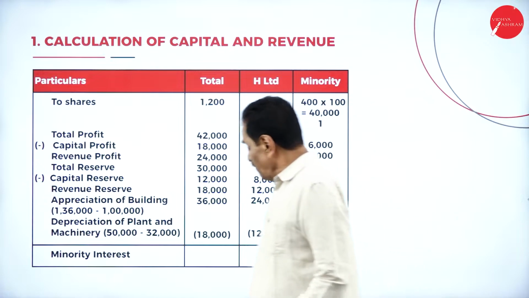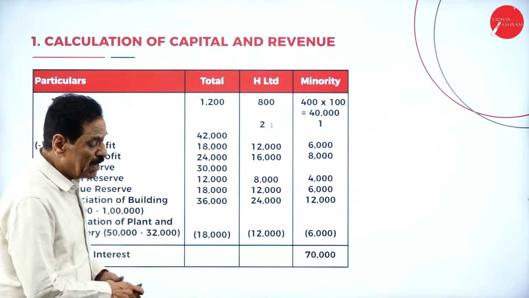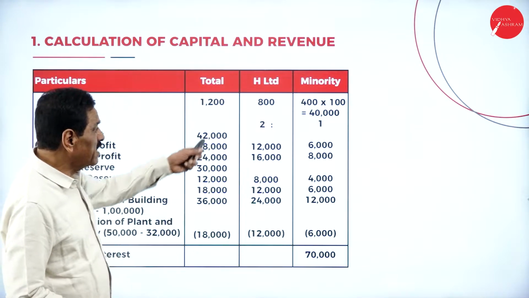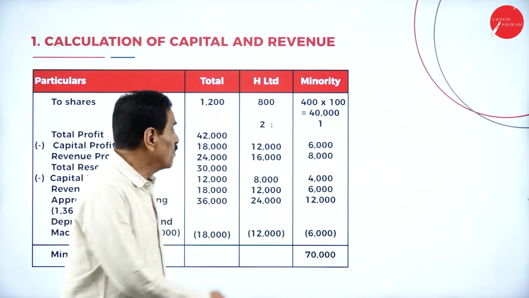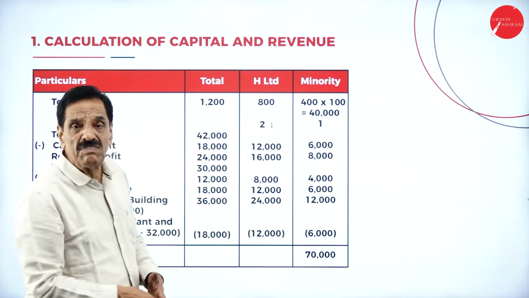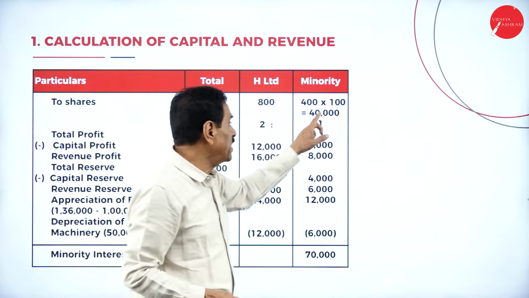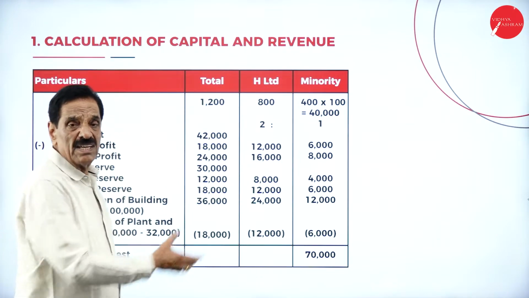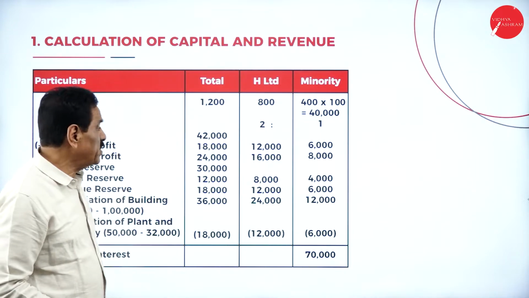Now, if we see here, the total number of shares is 1200, 800 acquired by H Limited, 400 goes to minority. The value of the share is 100, 400 into 100 is 40,000. So the remaining 80,000 goes to H Limited.